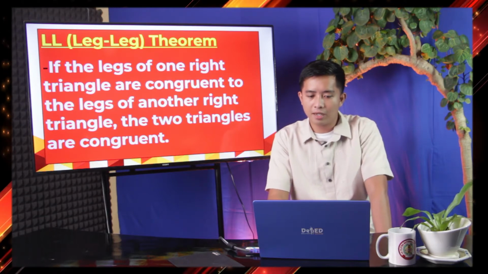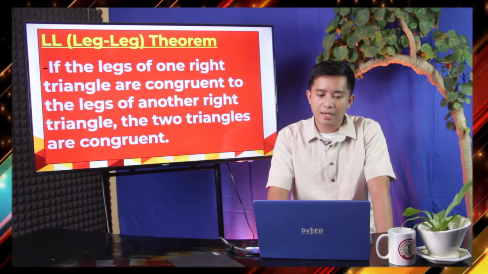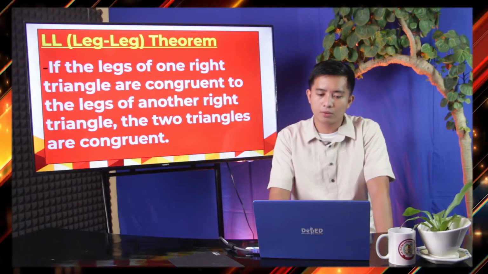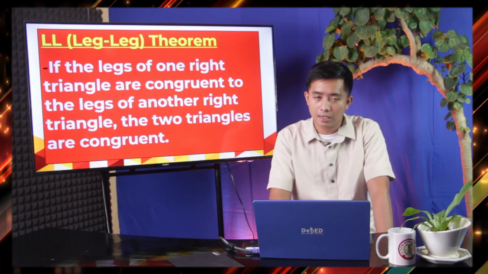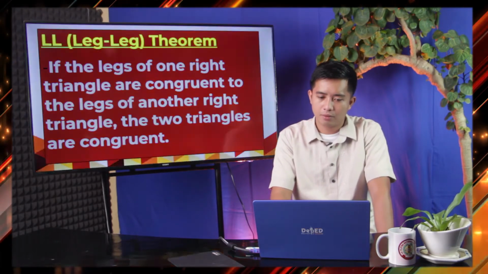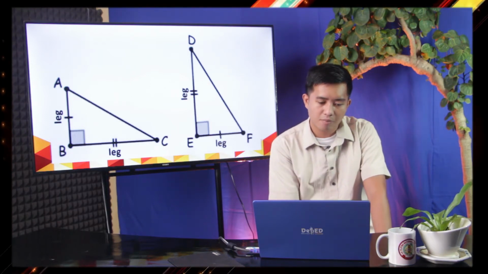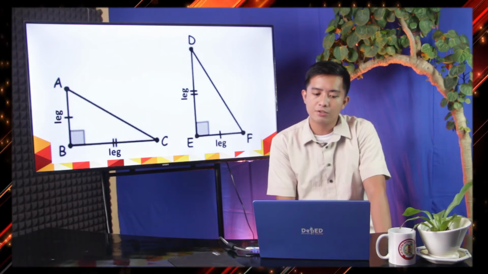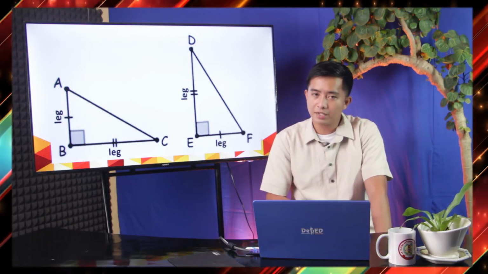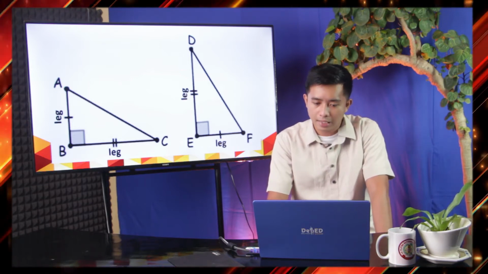The LL theorem states that if the legs of one right triangle are congruent to the legs of another right triangle, then the two triangles are congruent. We have here the illustration for the LL theorem. As you can see, there are two right triangles on the illustration. The two right triangles are congruent on both of their legs.